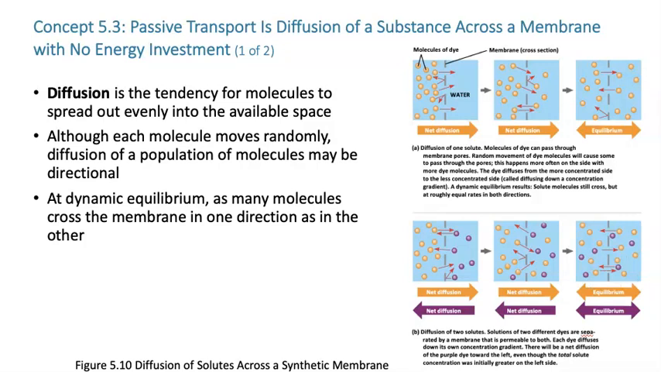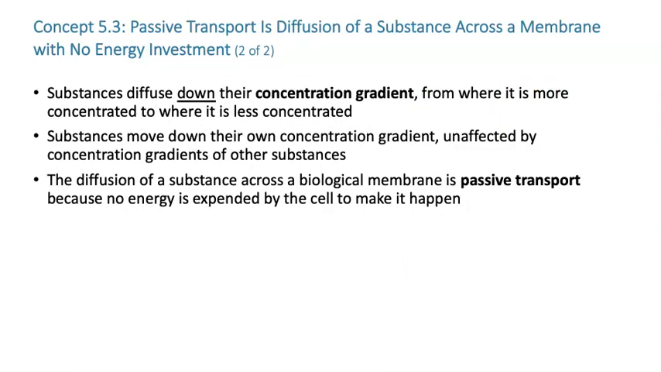Another way to say equilibrium is dynamic equilibrium, and that's just saying as many molecules move across the membrane in one direction as another. In other words, those molecules are always moving around. I've used this phrase, moving down their concentration gradient, a couple of times now. It's really just saying they're moving from where they're very concentrated to where they're less concentrated.